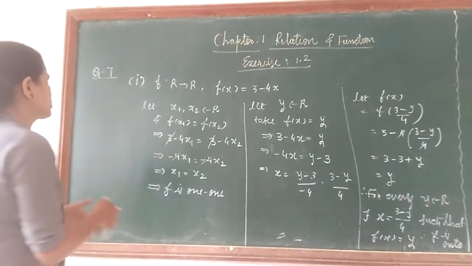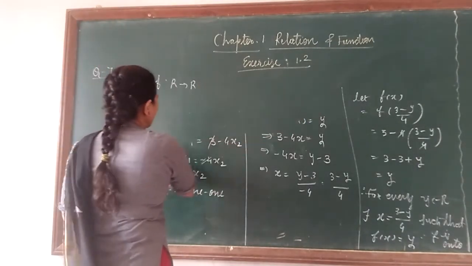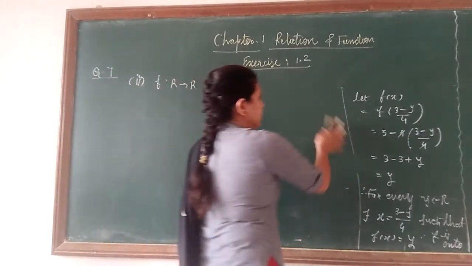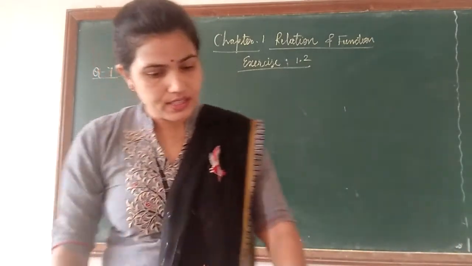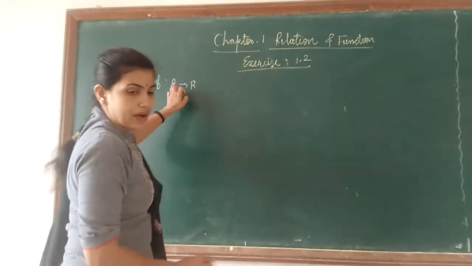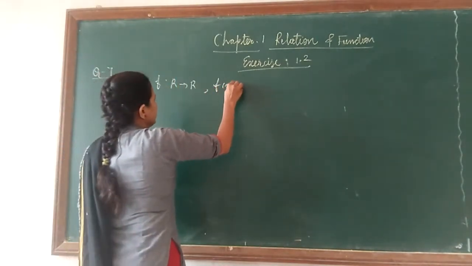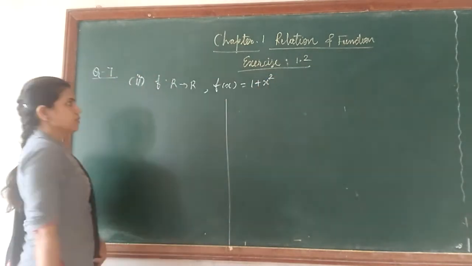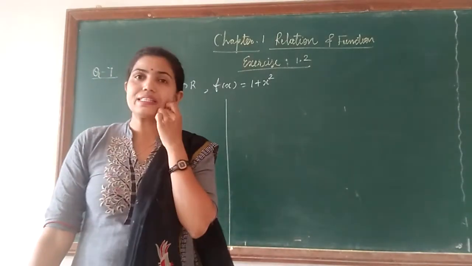The next is question number 7 (2). So what is the second question we have? The second question is: f is a function from R to R, and f of x is equal to 1 plus x square. I am dividing the part here. So f of x is equal to 1 plus x square.